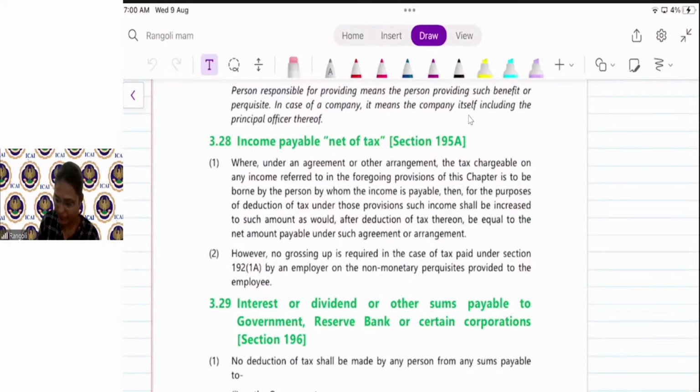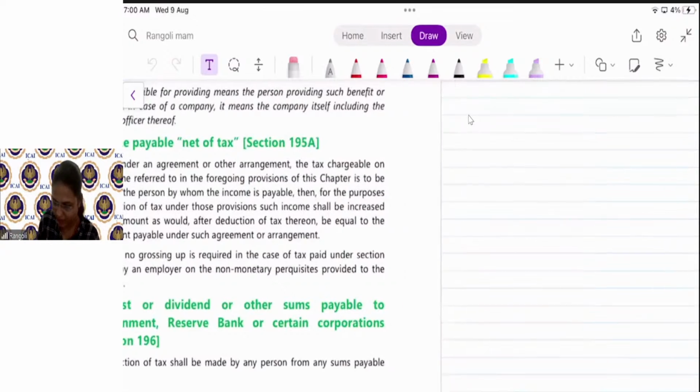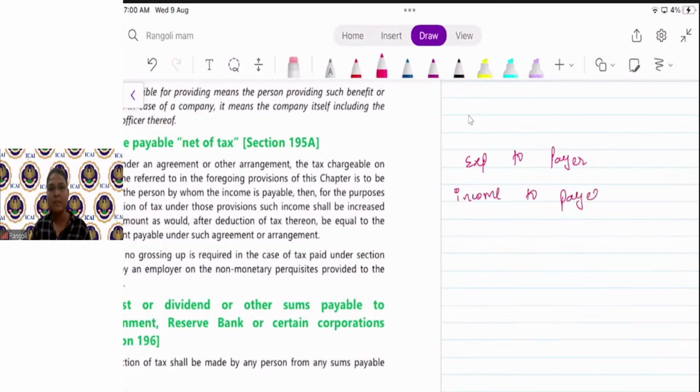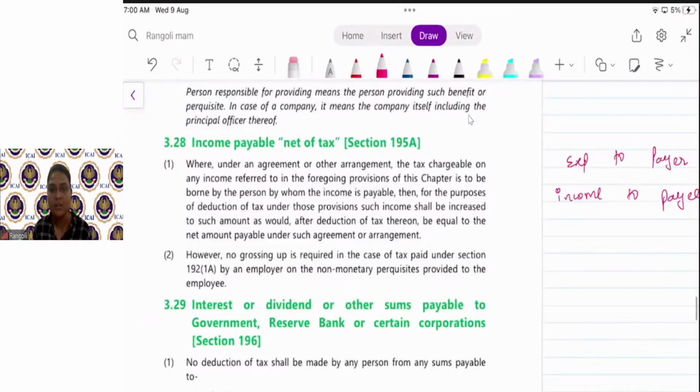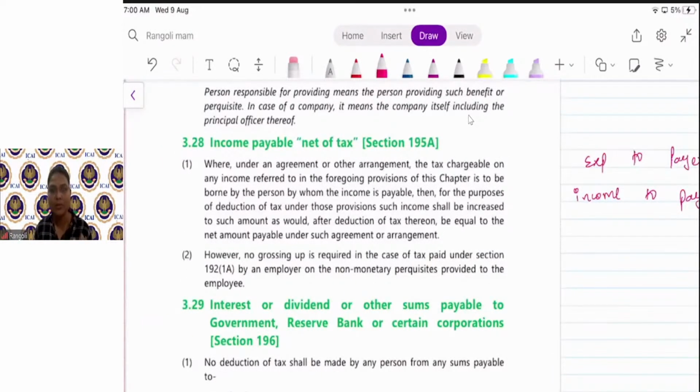So it is an expense to the payer and income to the payee, right? But when, as per the agreement, the tax component is to be borne by the payer, then it should be net of tax.